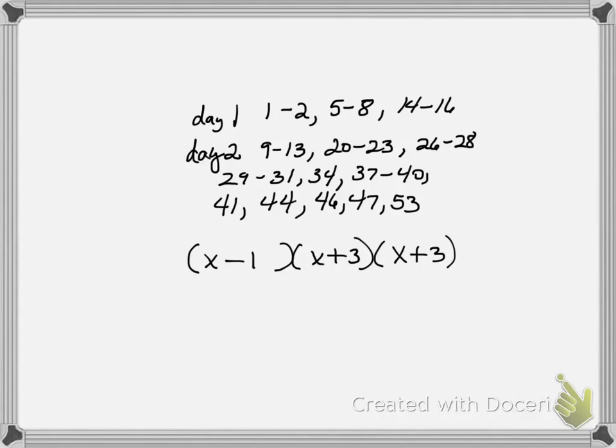37 through 40, those are the ones where you solve for k, like the last example. And then 41 and 44 are like applications. And then 46 and 47 are mixed review. And then 53 is an SAT, ACT practice problem. All right, well, I hope that helps.